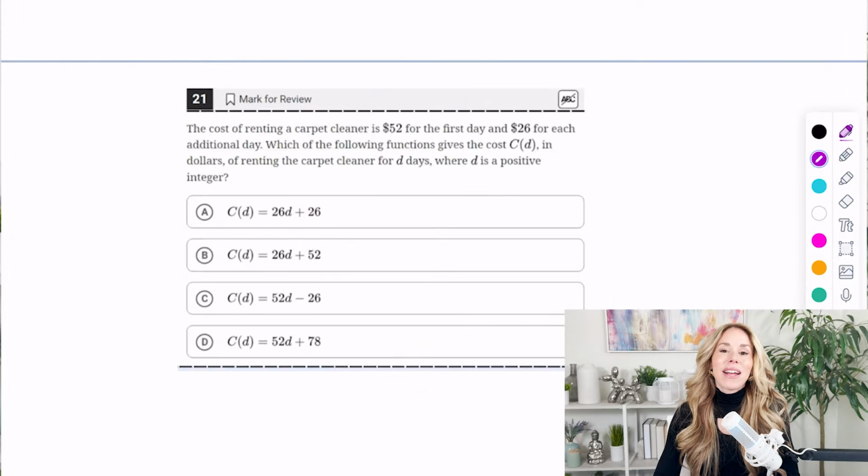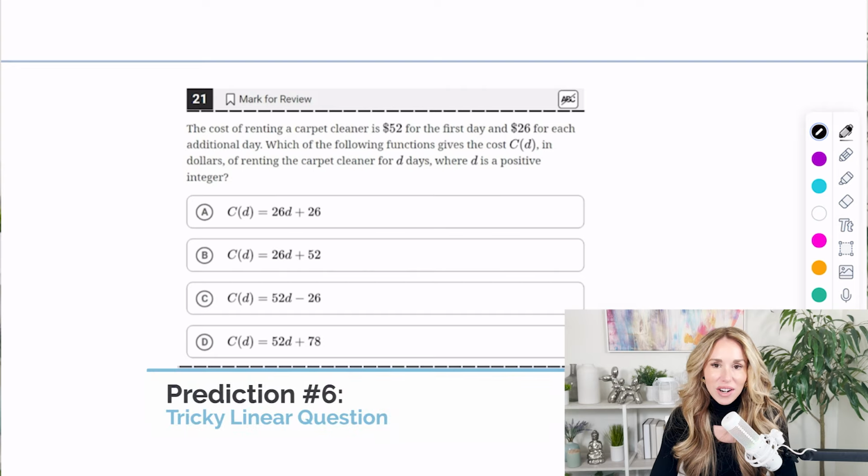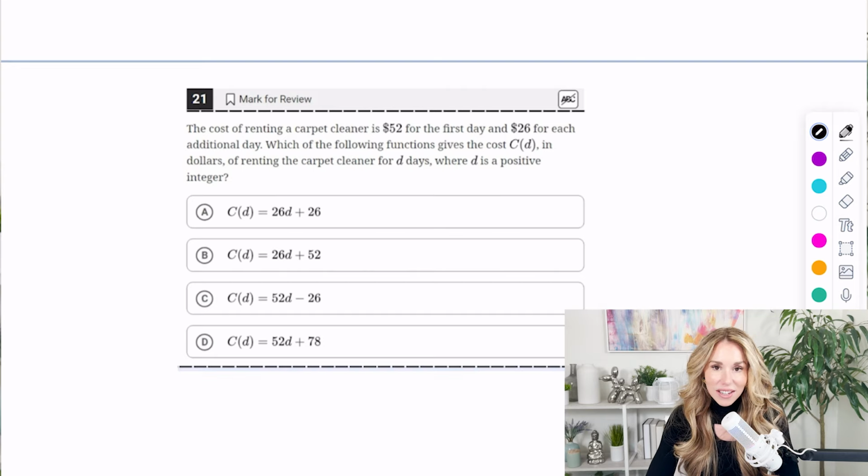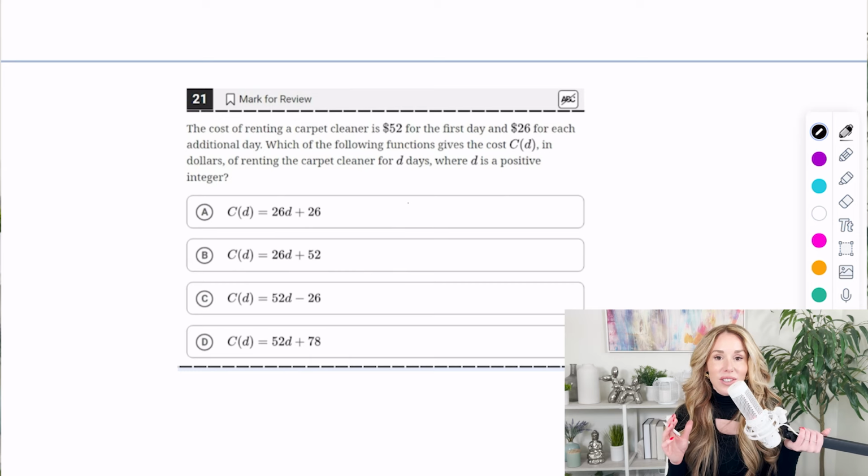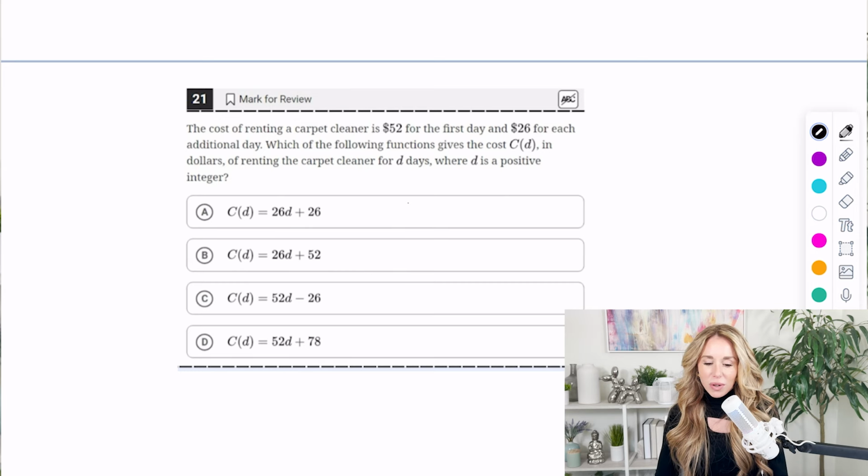All right, guys, my next prediction is that you're going to have a tricky linear question. These come up pretty much on every test. They show up on everybody's test, even though there's some variations from individual tests. This is one that comes up every single time. So let me show you what to do.